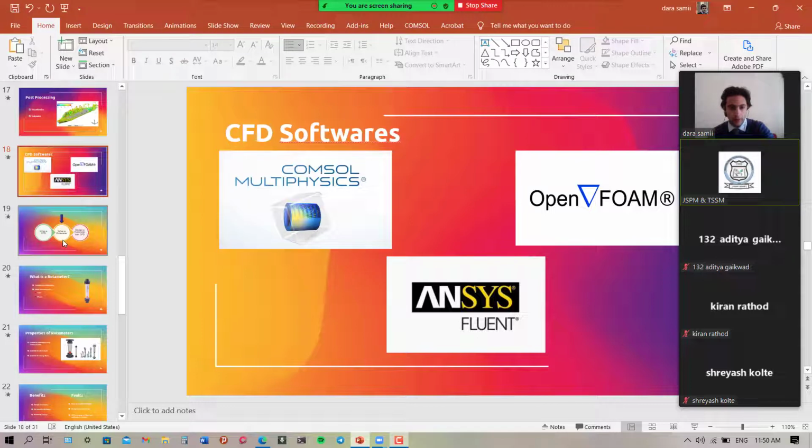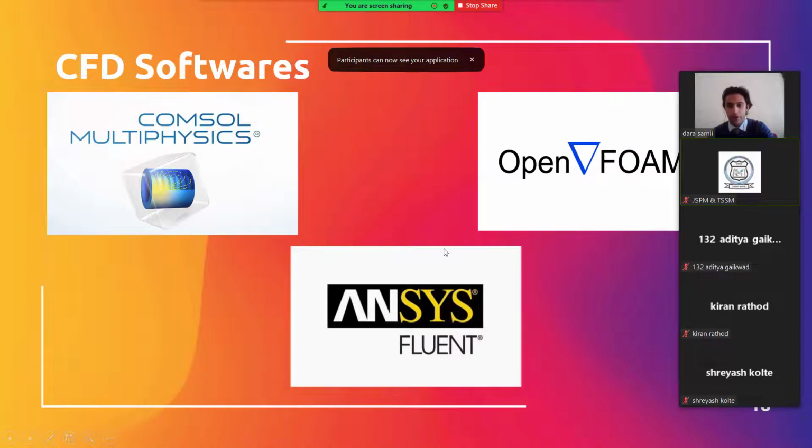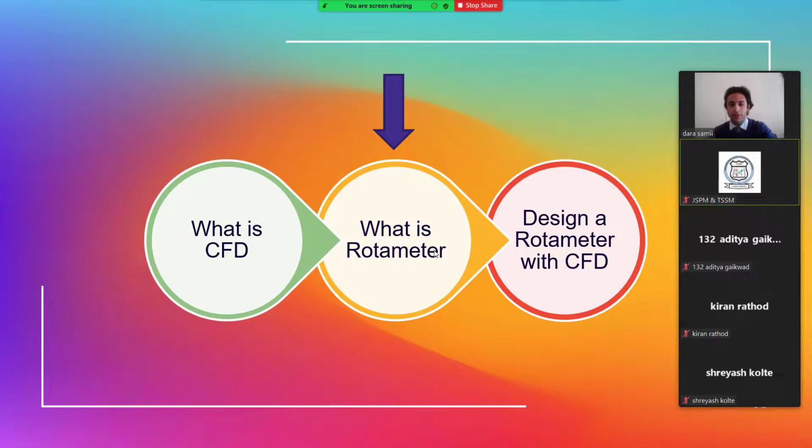Okay, as I said, there are these three softwares that you can use to run your CFD codes and simulate your physics, your cases, your projects. So in the second chapter, I want to briefly talk about what a rotameter is.